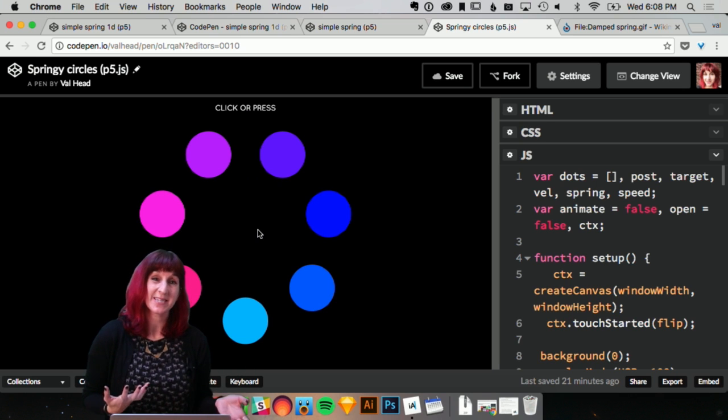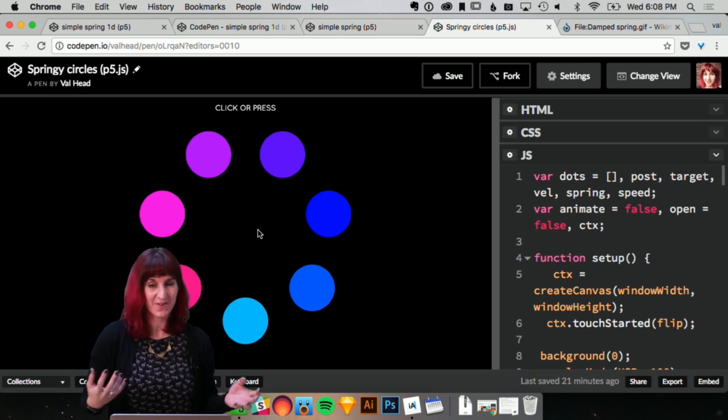So there's a lot you can do with springs, and springs don't have to be hard. You can invent them yourself just with a little bit of drag and strength multiplication.